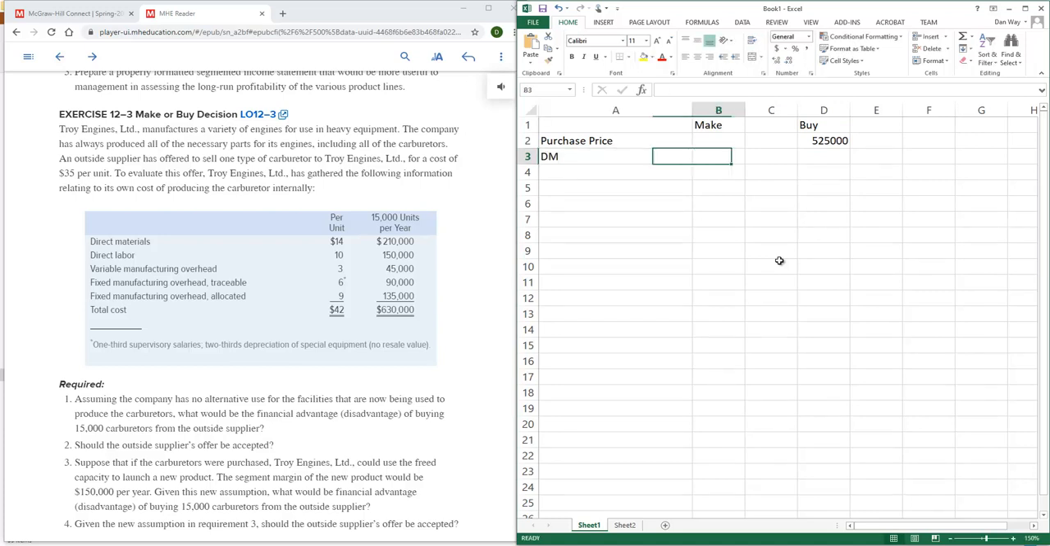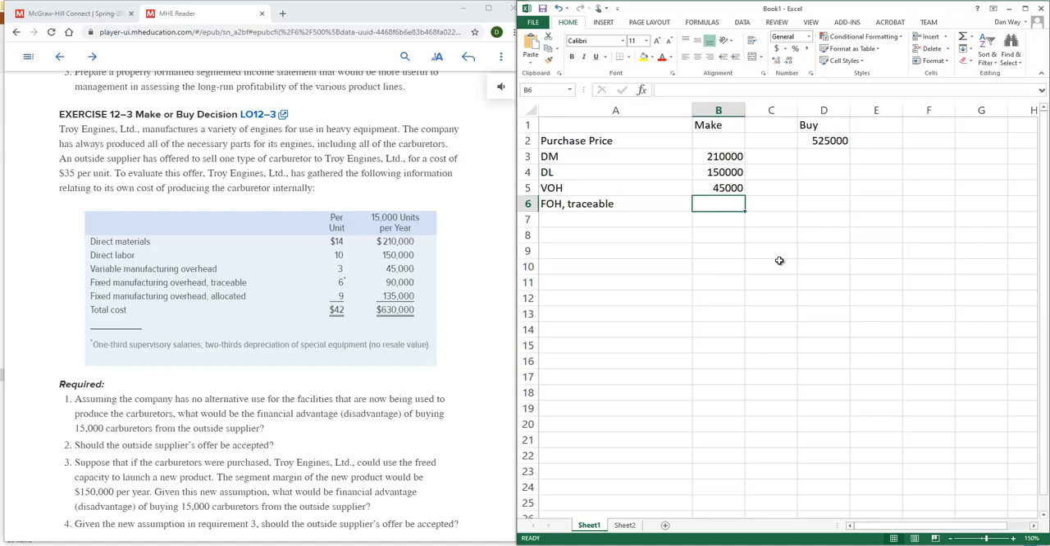If we're producing this thing, we've got direct materials, $14 per unit, times the 15,000 units, or the total is shown there in the box already, but 210,000. We wouldn't have any of that if we bought it from the outside supplier. Direct labor for that would be a total of 150,000. Again, 0 if we buy it from the supplier. Variable overhead, by definition, varies with volume. So we would have this 45,000 if we continue to make it, but again, we'd have nothing if we bought from the outside supplier.